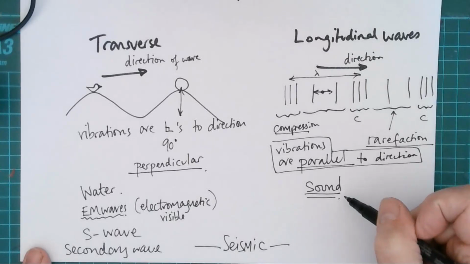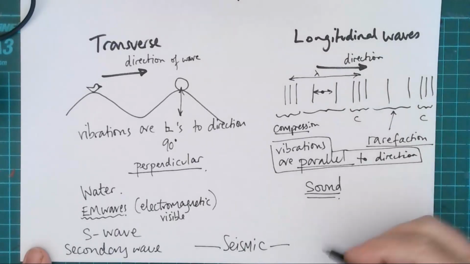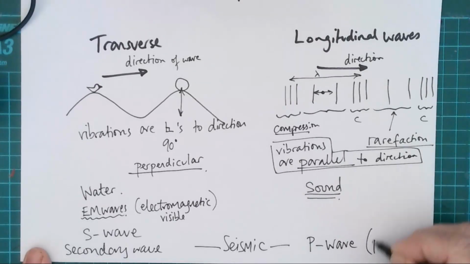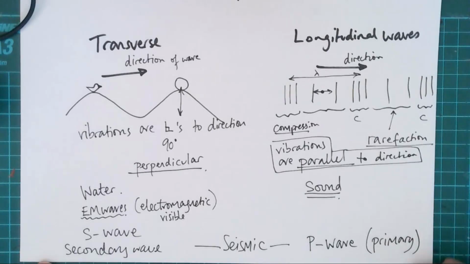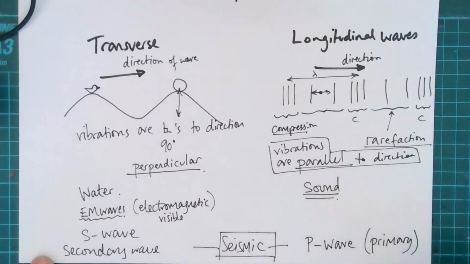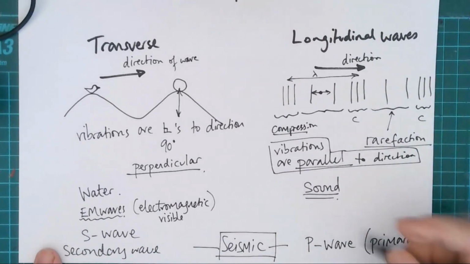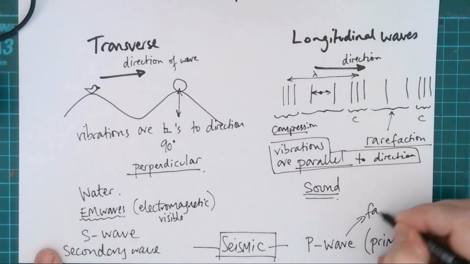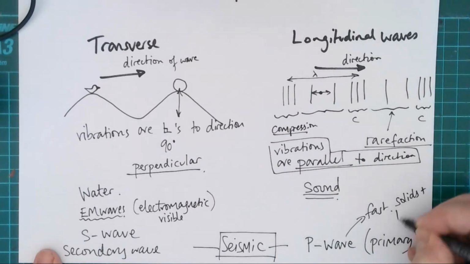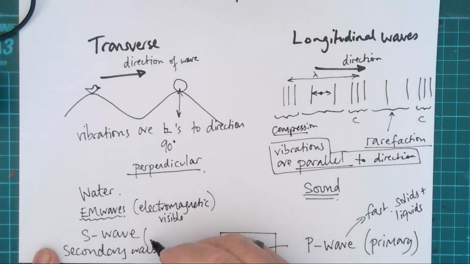If you want another example, another type of seismic wave is a P wave. The P stands for primary, because they're the first waves to arrive because they are faster than the secondary waves. Okay, there are two different types of seismic waves. So just saying seismic wave as an example of longitudinal is not good enough. It has to be a P wave. P waves are fast. They can travel through solids and liquids, unlike secondary waves, which can only travel through solids.